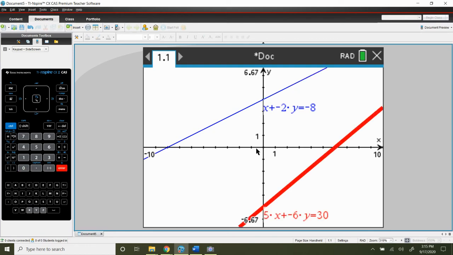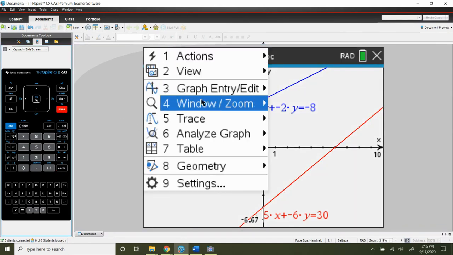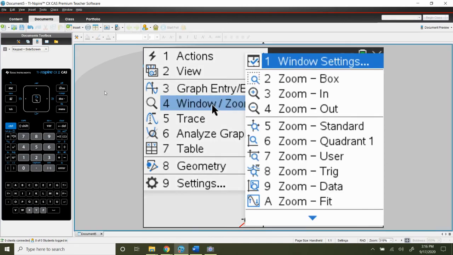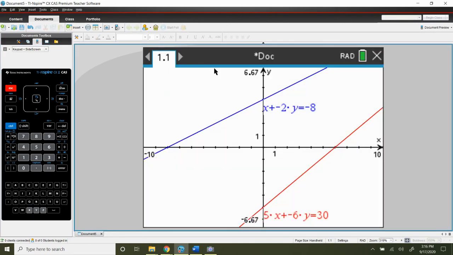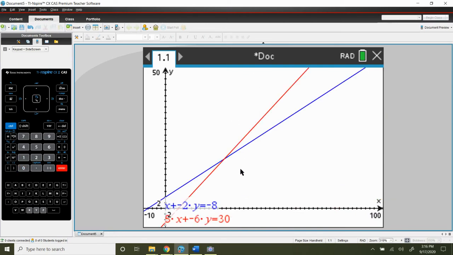Hit enter. Okay, so we have to change our window. Remember, you can go to menu and you can go to window zoom. I'll show you the other way. You can just double click on this and make that bigger. Maybe we want that to go up to, let's say, 50. I don't know if that's going to be enough, but we'll try it. Hit the tab button, and now we'll make this one go up to, I don't know, 100. Hit enter. Okay, that worked. There's our point of intersection.